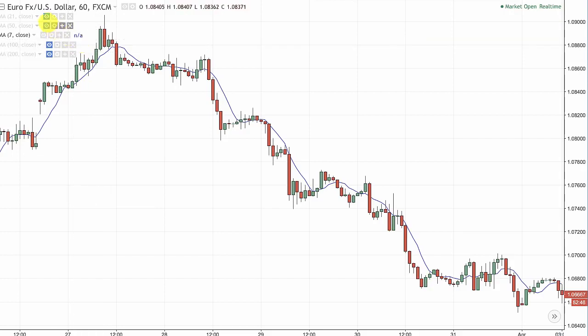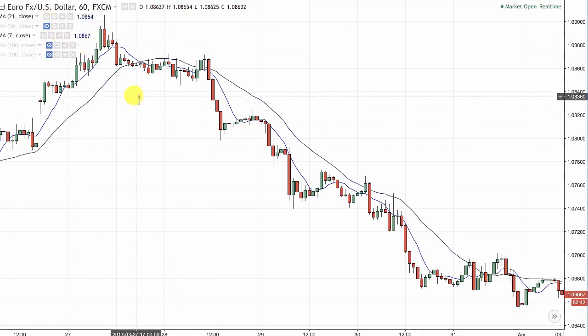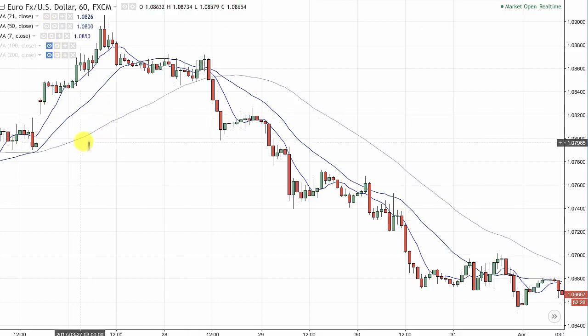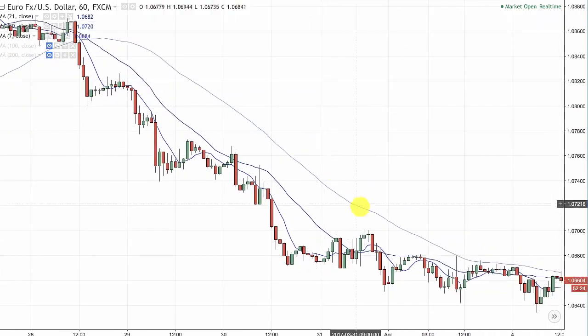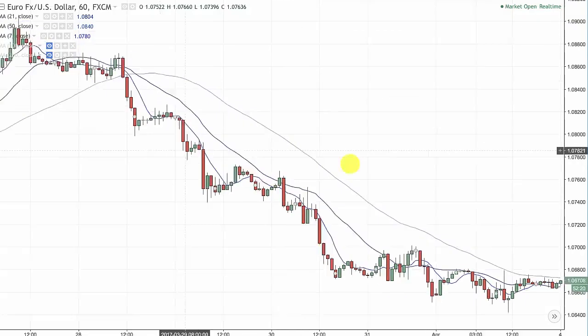Then we have a more medium-term moving average, which is the 21, or in my trading I use the 20-period moving average. You can see this moving average moves much smoother, not as fast. And then we have a medium to long-term moving average, which is the 50-period moving average. You can see here it moves much smoother than the short-term and the medium-term.